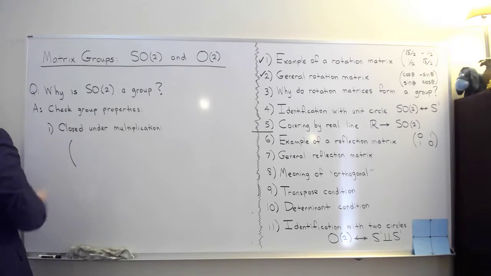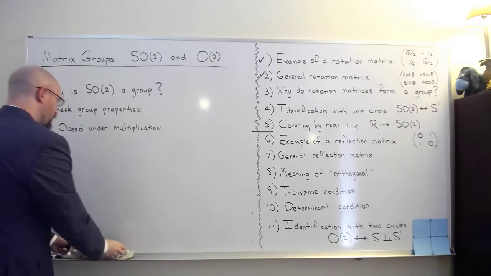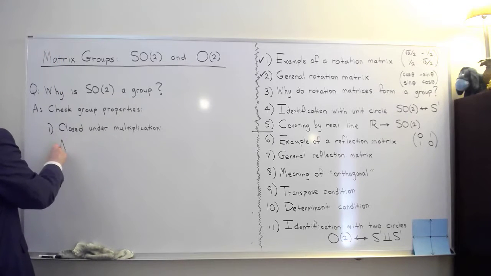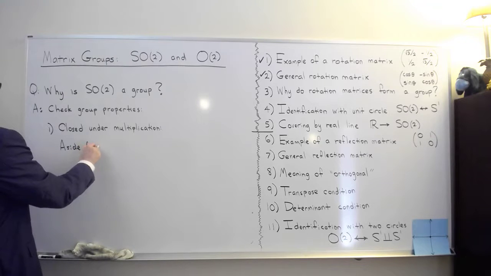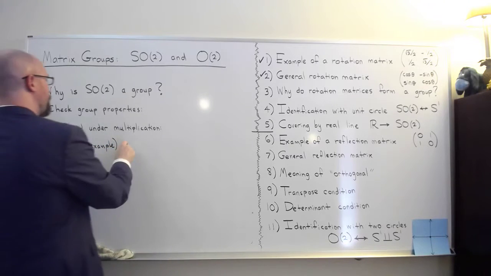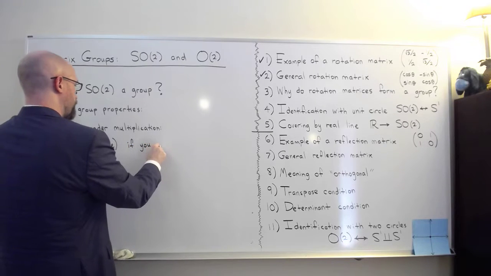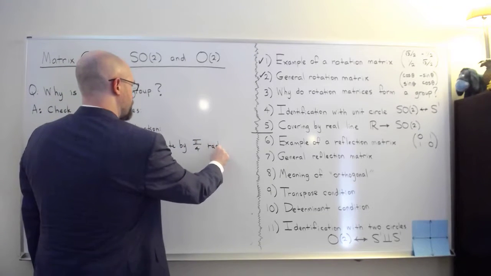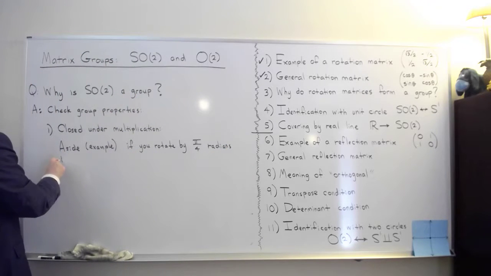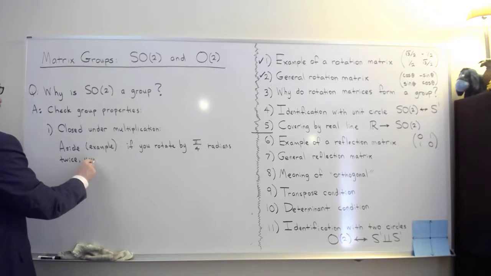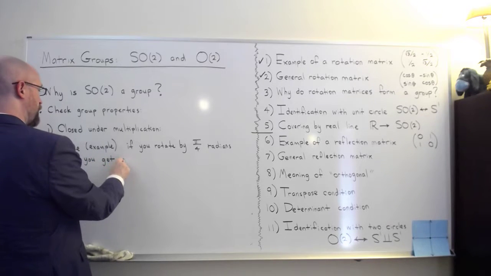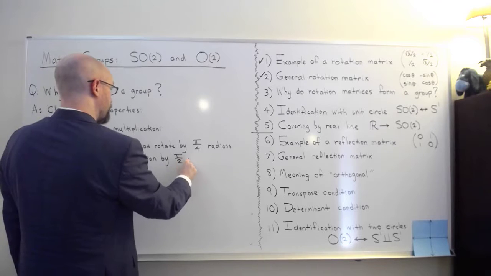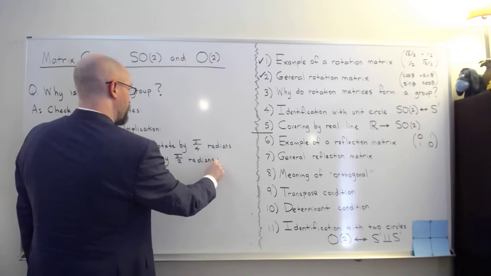a matrix, well, I guess before I write angles in here, I'll do a little example. So this is sort of an aside, and this is an example. So if you rotate by pi over 4 radians, and you do it twice, you get a rotation by pi over 2 radians, and I'll show you this happen.